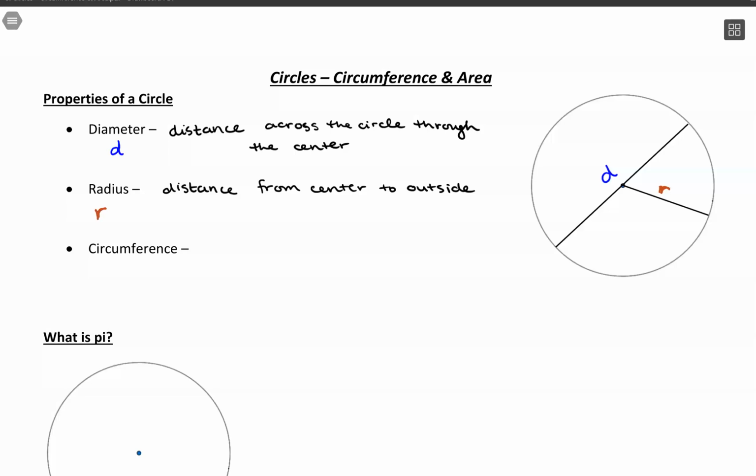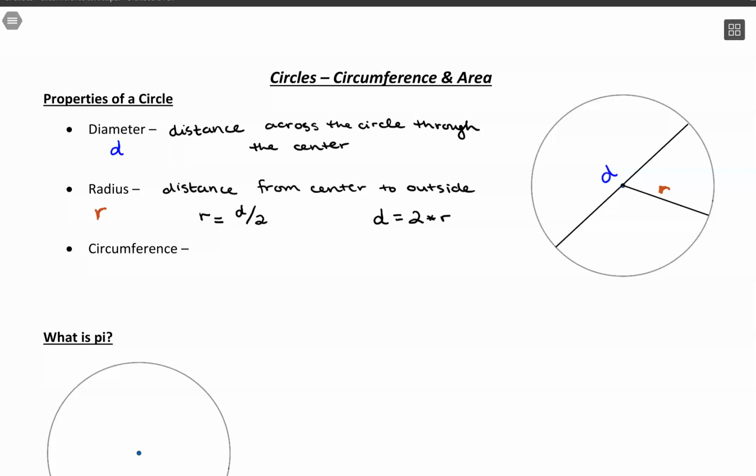Now, a property between diameter and radius is that the radius is just half of the diameter. So if you ever need to find radius, given that you know what the diameter is, you just divide that diameter by 2. Vice versa, you can find diameter by taking 2 times the radius, and that's how you can convert between the two.